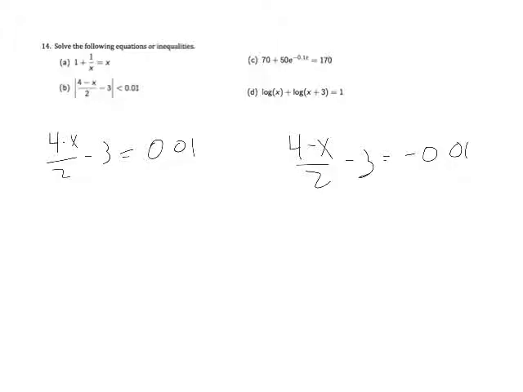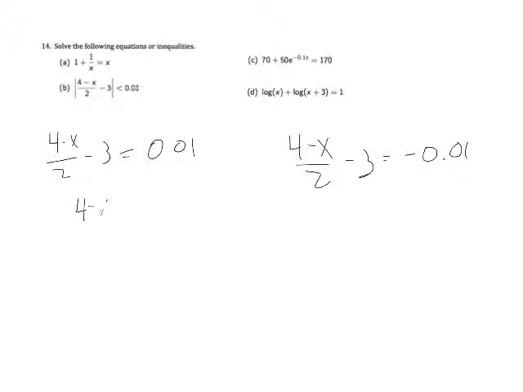So remember, when you're dealing with an absolute value, whatever is in your absolute value is either equal to your number sitting over on the right side, or it is equal to the opposite of your number sitting over on the right side. So you have two equations that you have to solve.